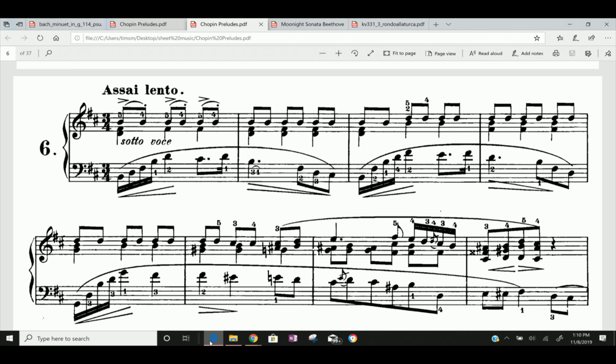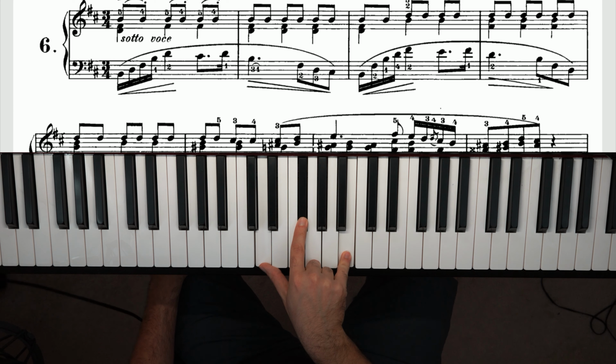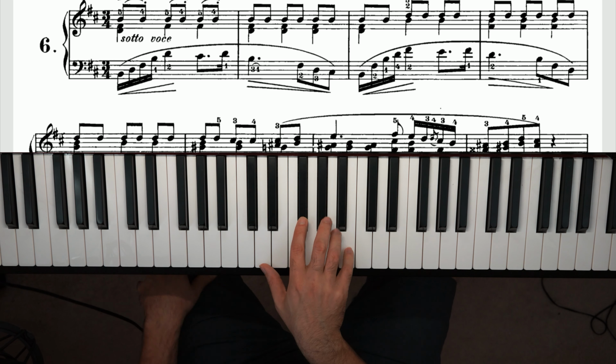So right away, I have chords in my right hand. By the way, a B minor chord. Looking at the key signature, I see two sharps. I know that that's either D major or B minor.